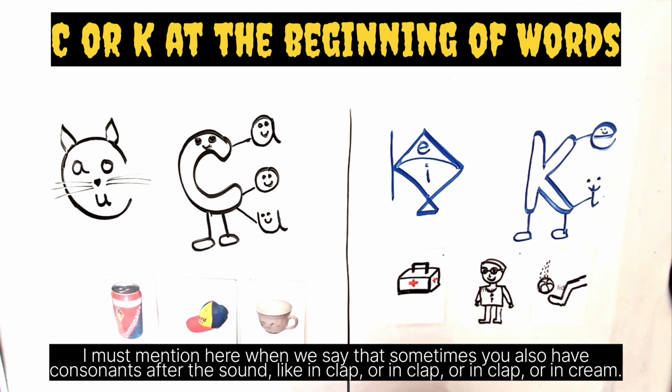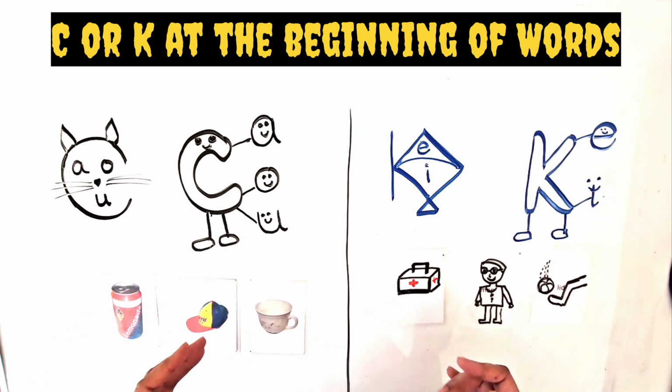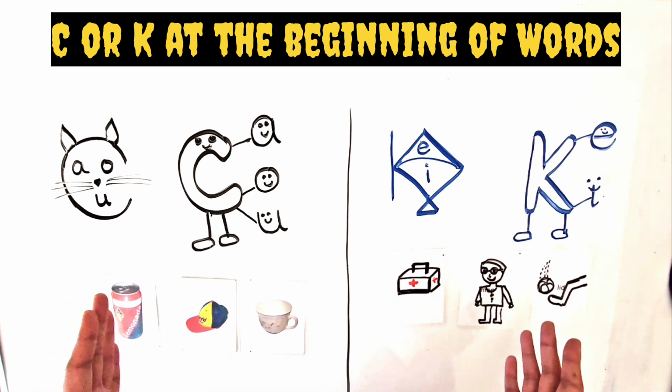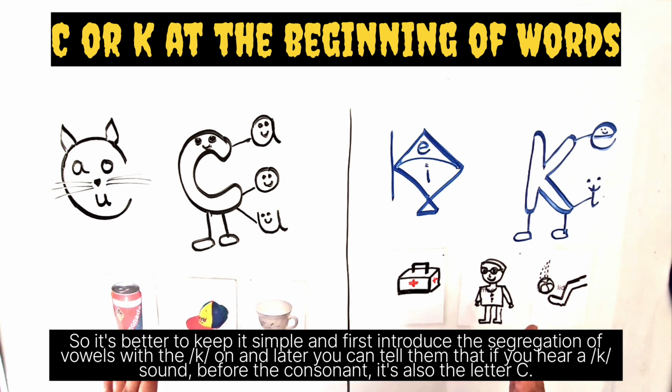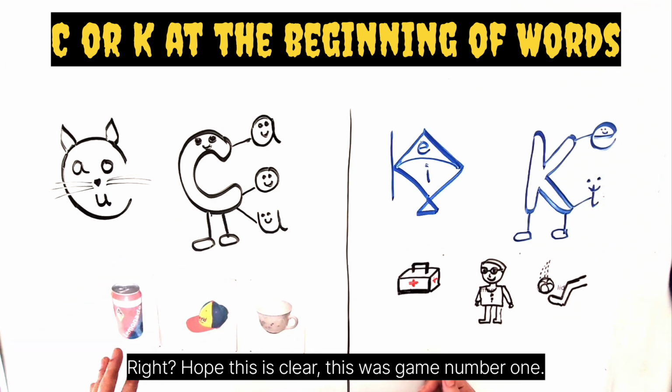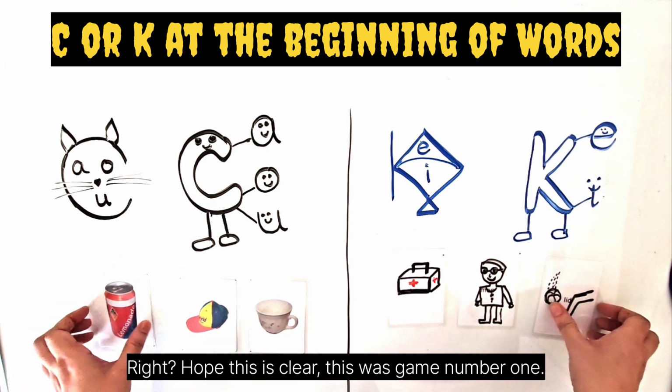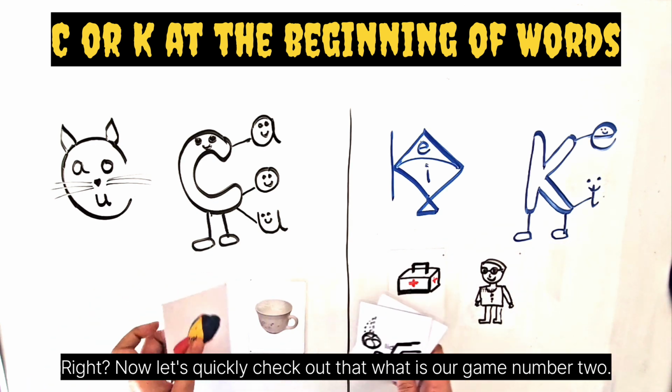I must mention here one thing, that sometimes we also have consonants after the k sound, like k in clap, or k in cream. So it's better to keep it simple and first introduce the segregation of vowels with the k sound, and later you can tell them that if you hear a consonant after the k sound, it's also the letter C, right? Hope this is clear. This was game number 1, right?